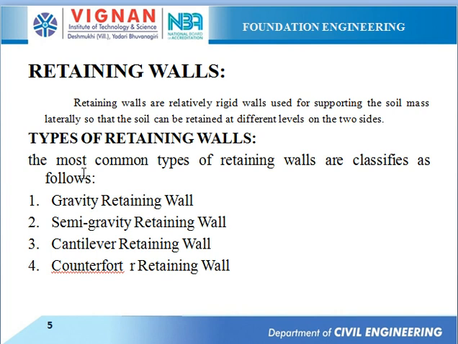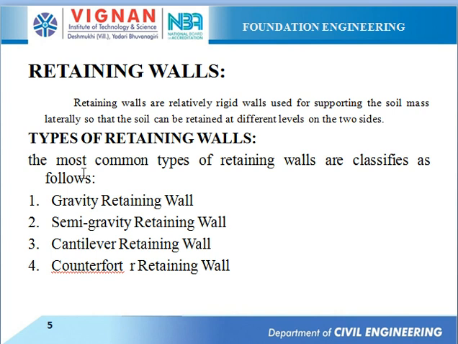Here, one more important topic coming to these earth pressure theories is the determination of earth pressure equations. We will be discussing the contact between the retaining wall and the backfill material. So let us know a few points about what a retaining wall is. Retaining walls are relatively rigid walls that are used for supporting the soil mass laterally so that the soil can be retained at different levels on the two sides.